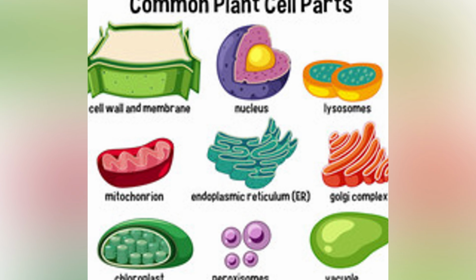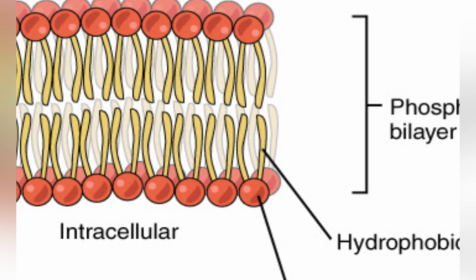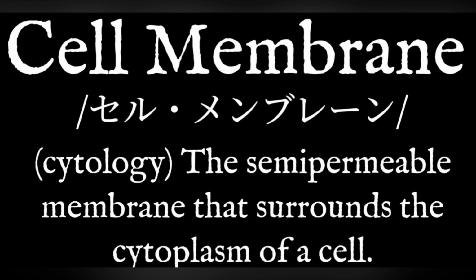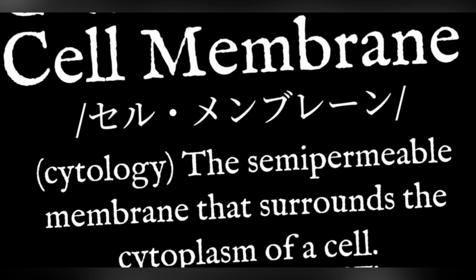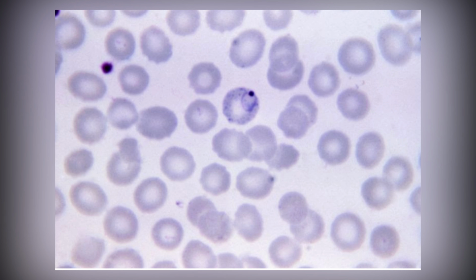The first one, cell wall. It's a rigid outer layer made up of cellulose. It provides shape, support and protection. Second one, cell membrane. It is located just inside the cell wall and controls the entry and exit of substances.